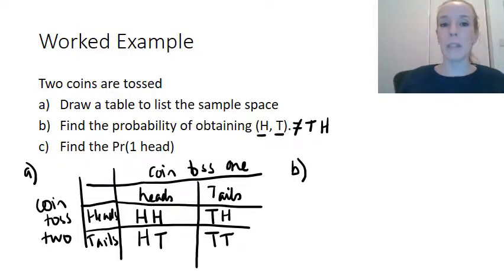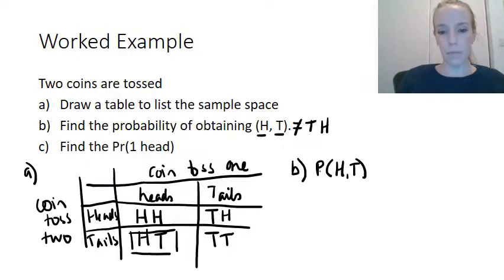So it has to be that specific order. If we look at our table here, we can see that there's only one option where we toss heads and then tails. So this one's here. So it's the probability of heads and then tails. It's 1/4. And it's just that option.